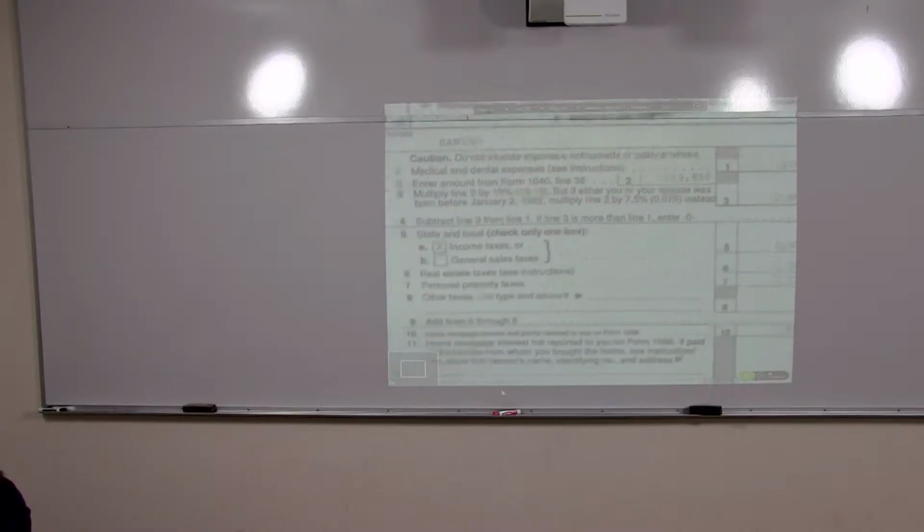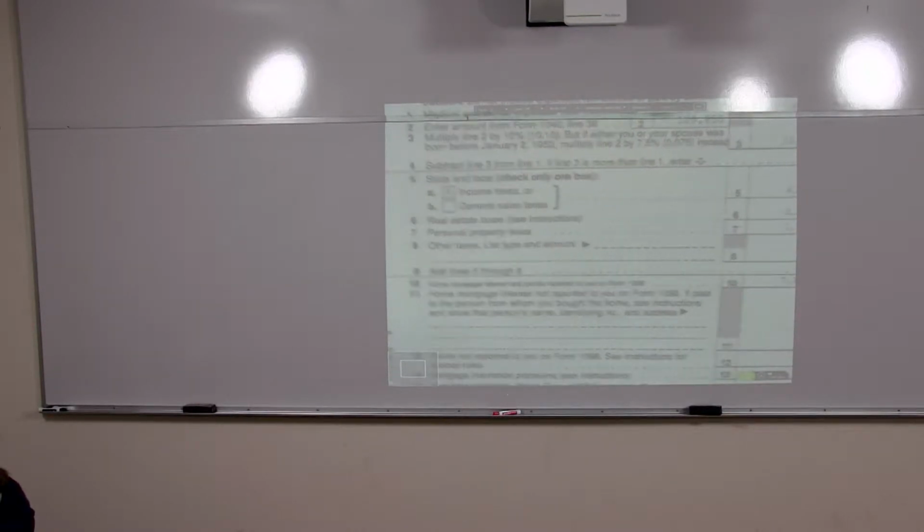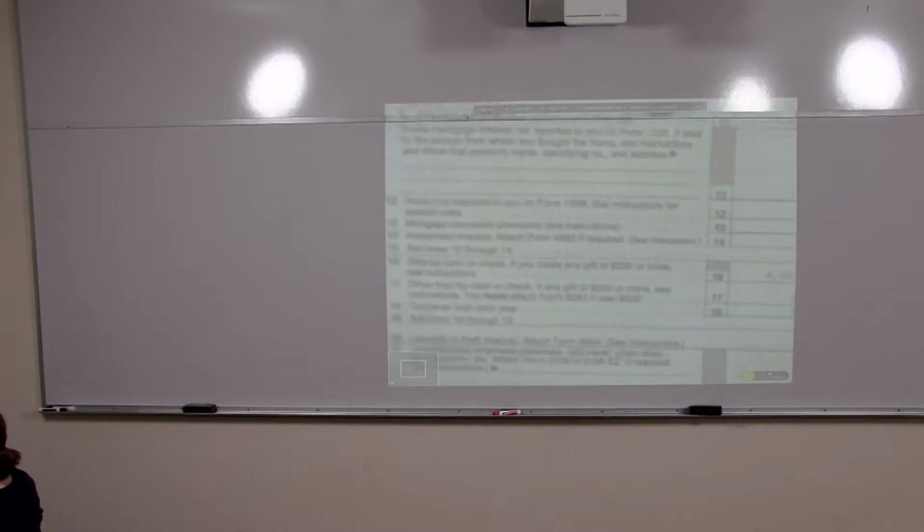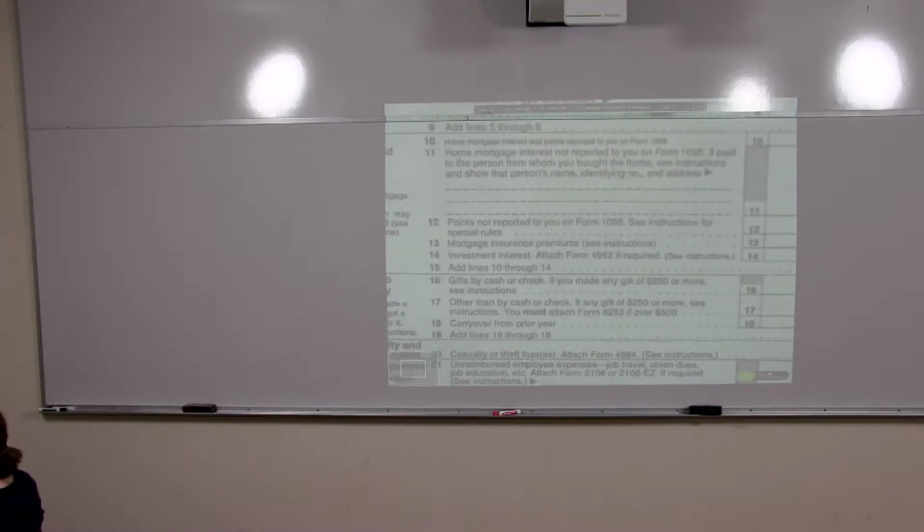So next category is our home mortgage interest. It says here in the facts that she paid $7,800 of mortgage on her residence to People's Bank. There we go, $7,800. Next category is charitable contributions, line 16 through 19.